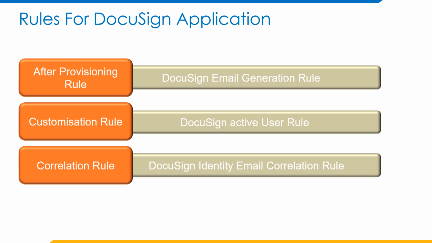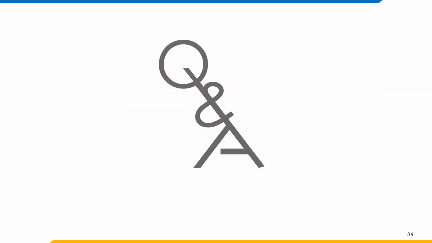After the provisioning rule, once all operations are completed and provisioning is completed, it will come to the after provisioning rule, where we will be using it for generating the email. The customization rule and the correlation rule will be used during account aggregation, where the details can be customized based on the requirement. Thank you.